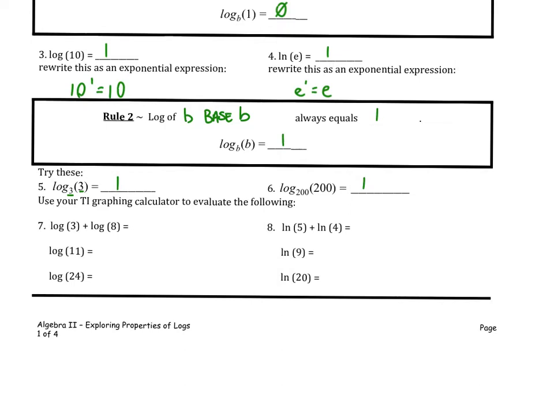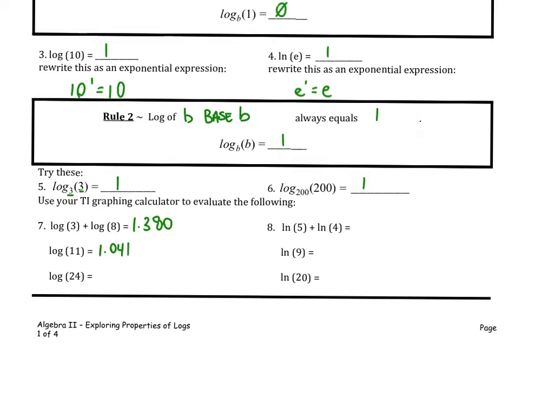Pause the video, see what you get with the next 3 for part 7 and for part A. When you plug log 3 plus log 8 into the calculator, make sure you close those parentheses. You get 1.380. A common thing would be to say, I'm adding 2 logs, so I'm just going to add 3 and 8. So if I do log of 11, I get 1.041. Those aren't the same.